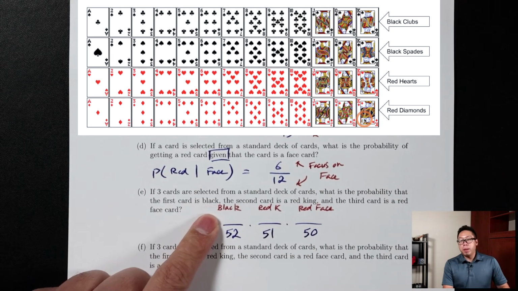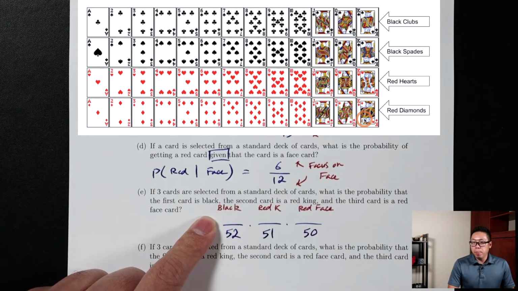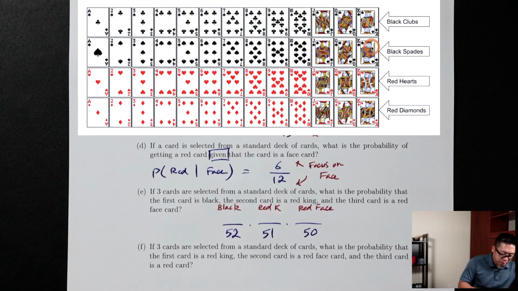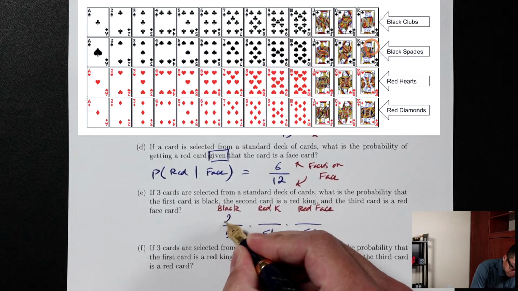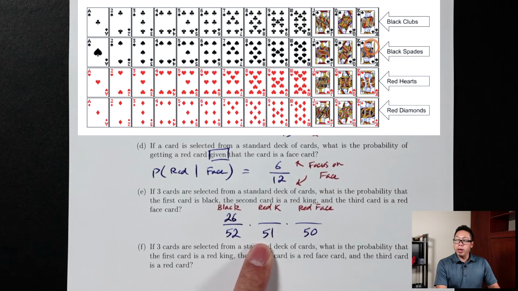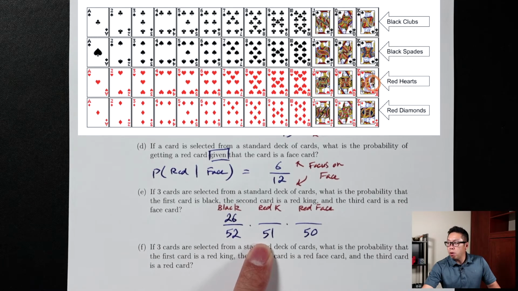Okay, first card, black. How many black cards are there? Black cards would be the first 2 rows. So first 2 rows would be 13 on each row. So 13 times 2, 26. Second card is a red king. How many red kings do I have? Red kings would be King of Hearts and King of Diamonds, so 2.